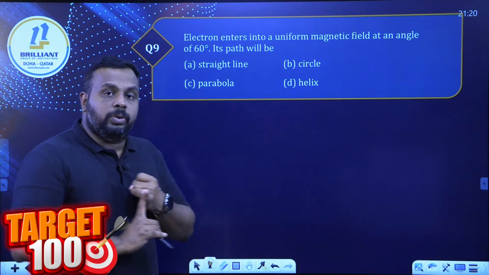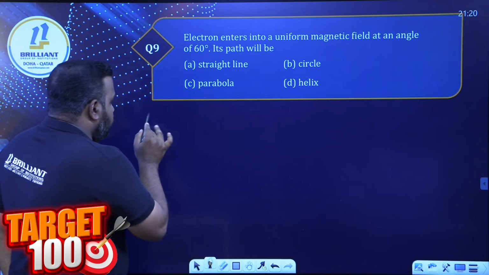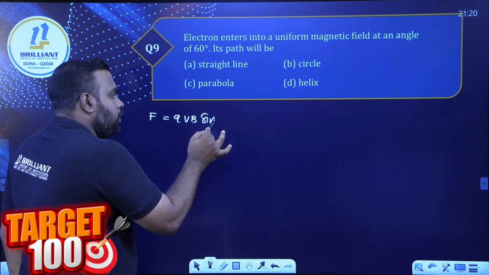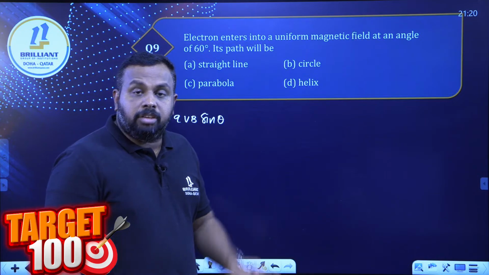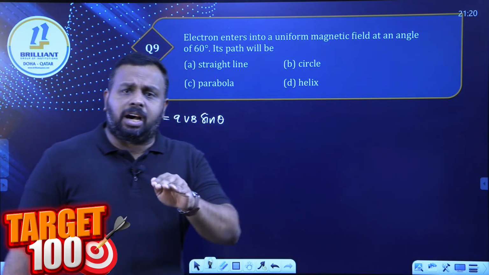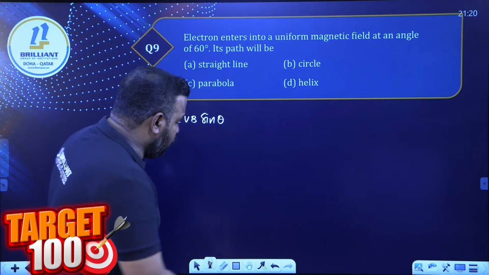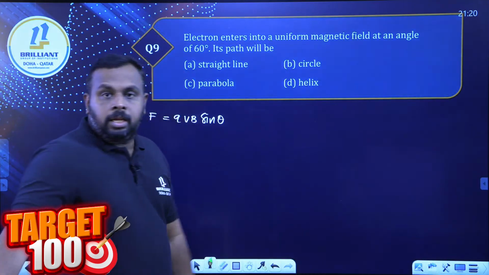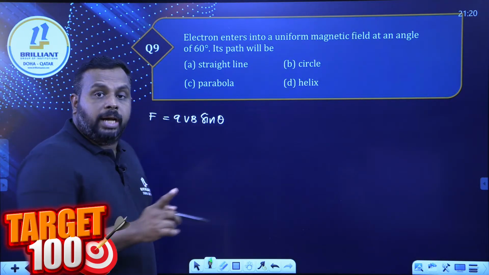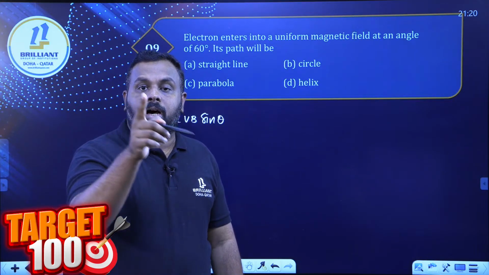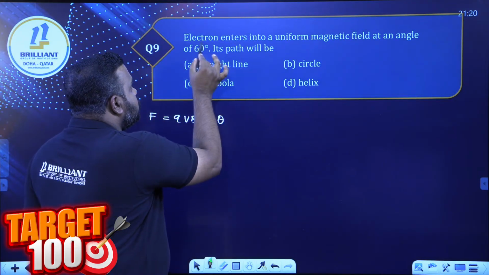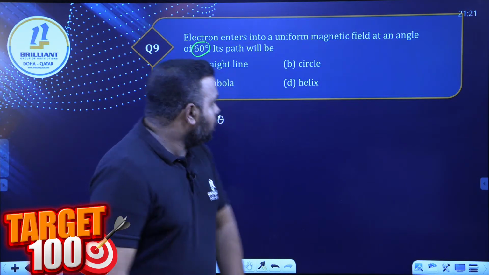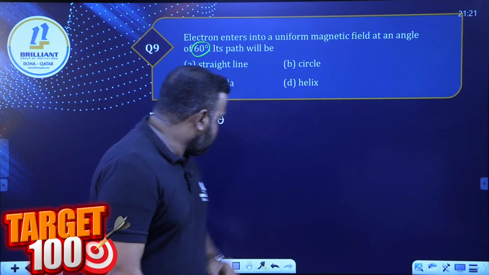Path. Here you need to recall all the cases. See, F is equal to QVB sine theta. If the charge particle, electron, whichever it is, is moving parallel or anti-parallel, it will move without any deviation. Yes or no? And we know that if theta is equal to 90 degree, the shape is circular. But here the angle is 60, means the angle is between 0 and 90. Yes, I'm getting the answer. Very good. All are commenting this right answer.